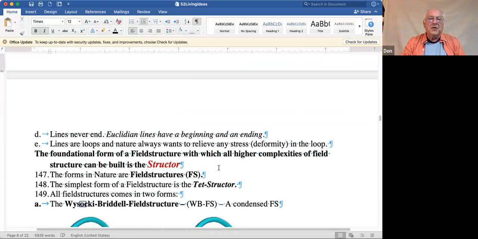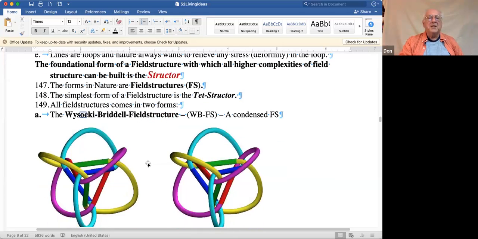The foundation of form of a field structure with which all higher complexities of field structure can be built, the foundational form is called a structure. So the family name is field structure and the species name is structure. The simplest form of a field structure is the Tet structure. All field structures come in two forms.